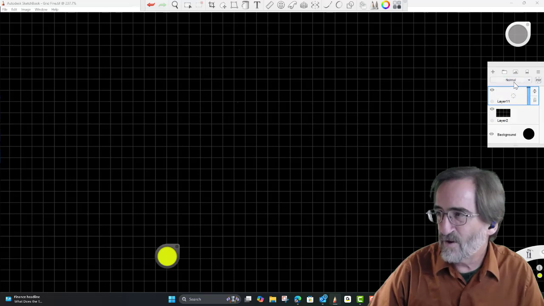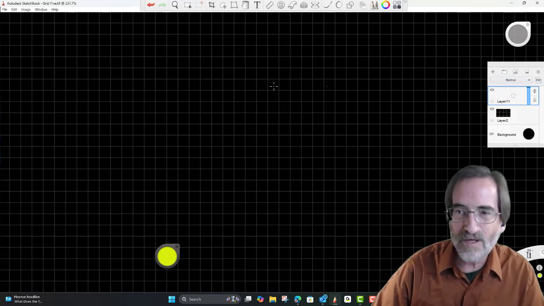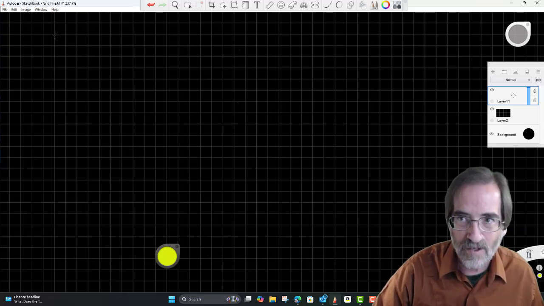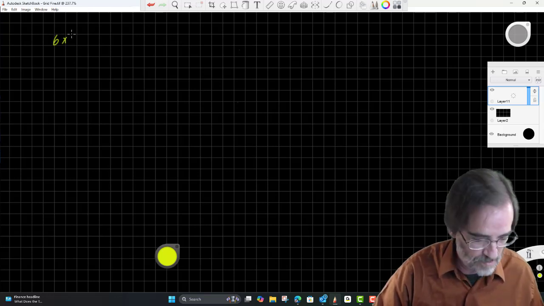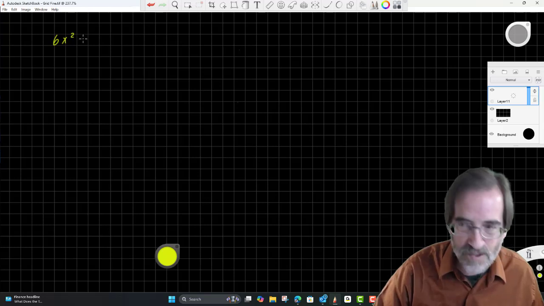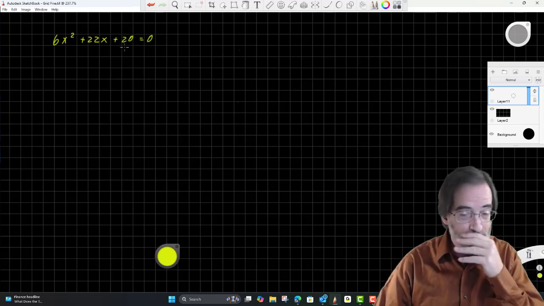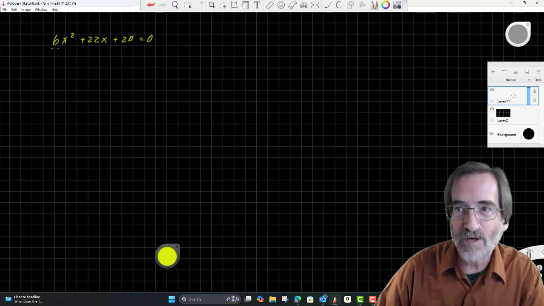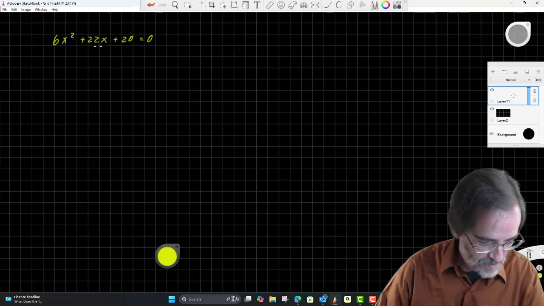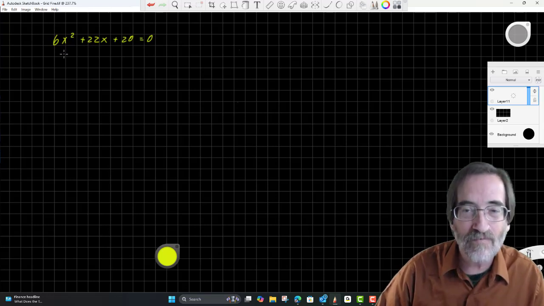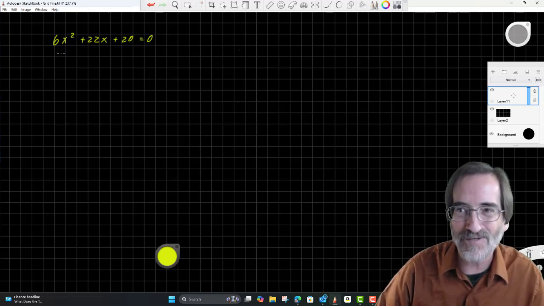This one's going to be harder because it's going to have a leading coefficient, the number in front of the x squared, that is not just 1. 6x squared plus 22x plus 20 equals 0. The difference between this and the previous one is I multiply 6 and, actually, before I multiply 6 and 20, look for a greatest common factor. I almost forgot to do that.